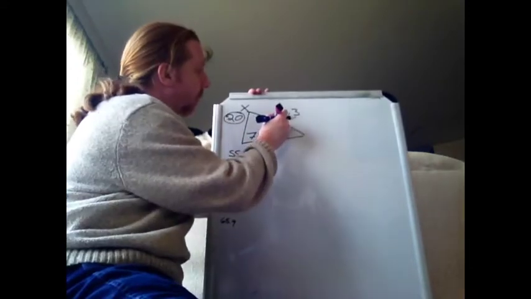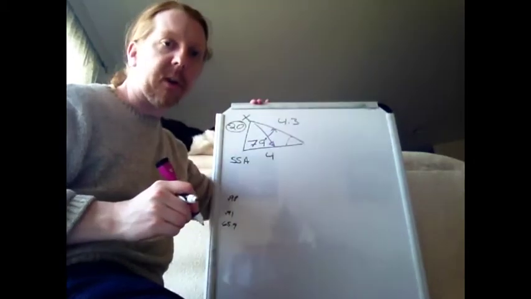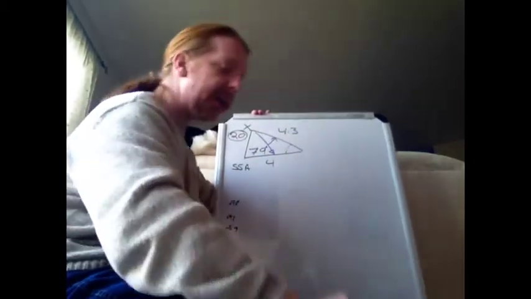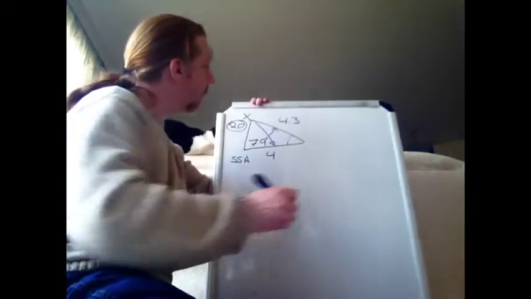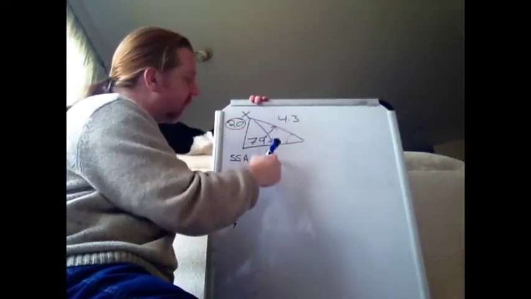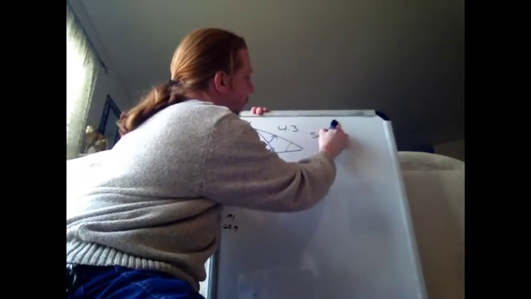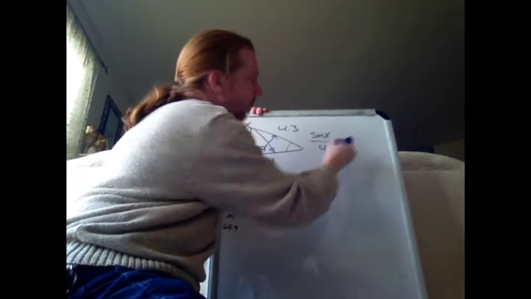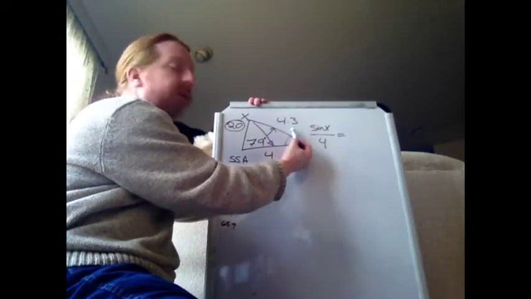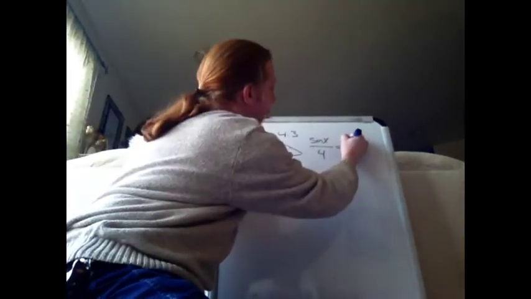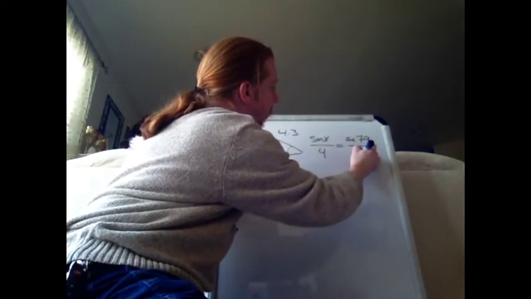Now the setup, I'm going to go ahead and get another color here. I'm going to be going across the triangle to do my setup work. So I'll go across that way. So what I've got in front of me, I've got x is opposite the 4. So I say sine x over 4 is going to be equal to sine 79 over 4.3.